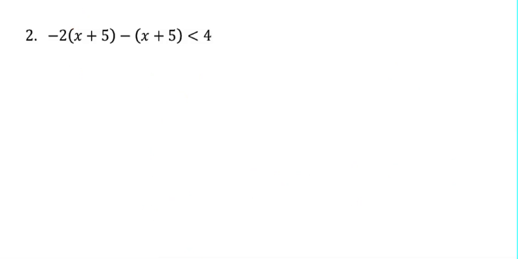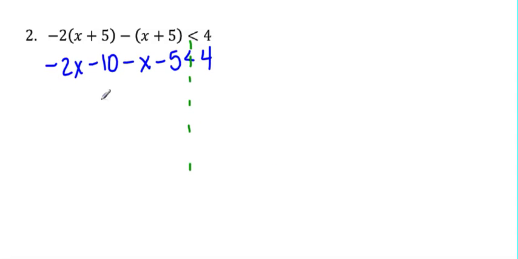Okay, so let's do the next one. So the first step is to get rid of the parentheses, so distribute the negative 2 through. Distribute a negative 1 through. And now we have to put like terms together. So on this side, negative 2x and negative x would go together to be negative 3x. And negative 10 and negative 5 would go together to give me negative 15. And that's less than 4.